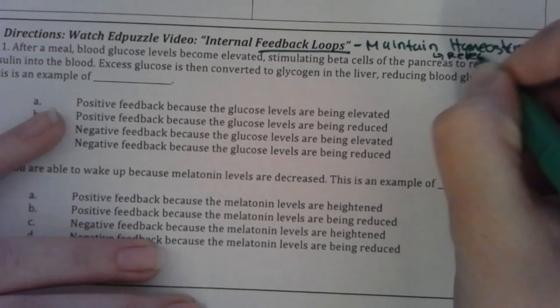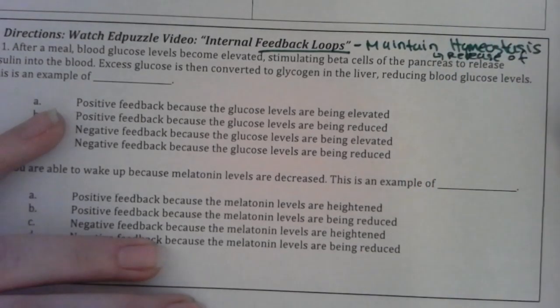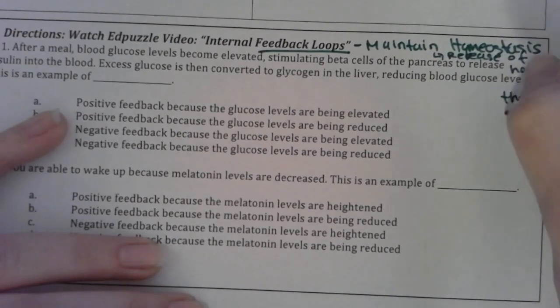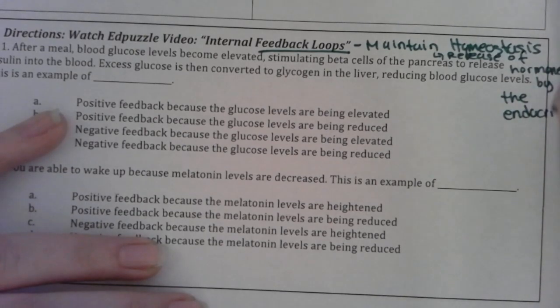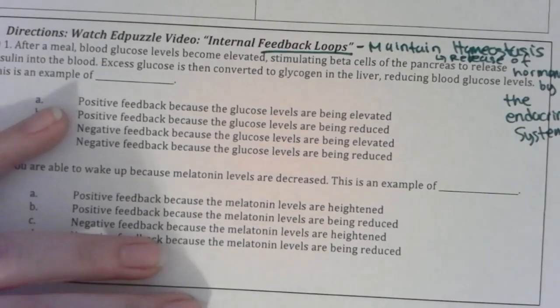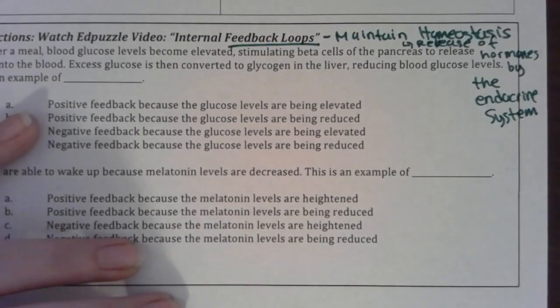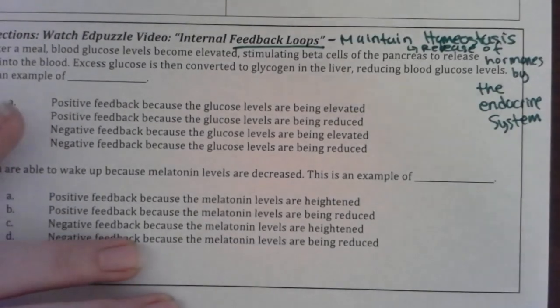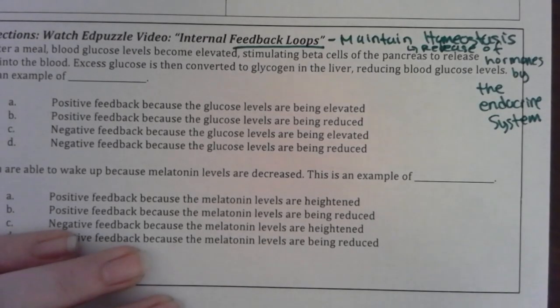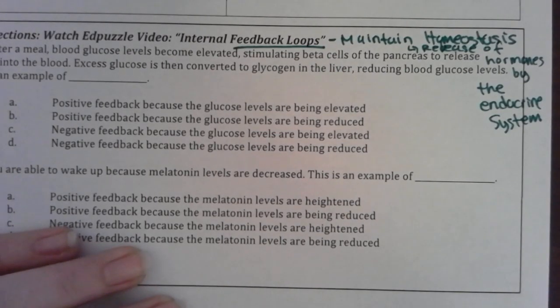Release of hormones by the endocrine system. So you may or may not have learned about the endocrine system yet, but the endocrine system is literally just a body system that releases hormones in order to maintain homeostasis.